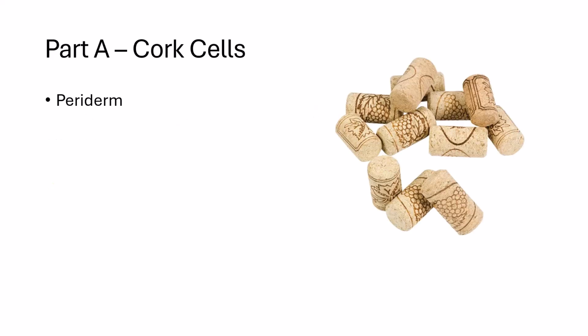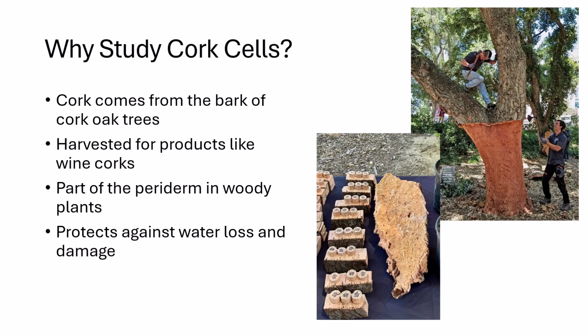The first sample that we will look at is cork cells, where we will look at the periderm. The cork you are observing in this lab comes from the bark of cork oak trees, the same trees that produce the cork used in wine bottles. Cork oak bark can be harvested without killing the tree because the cork cambium continuously produces new cork cells, allowing the bark to regenerate over time.